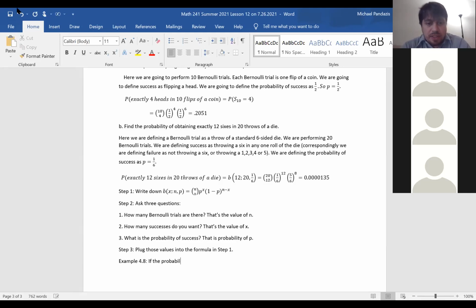If the probability of recovery from a certain disease is 0.20 and 10 people came down with the disease, what is the probability that at most 3 of them will recover?